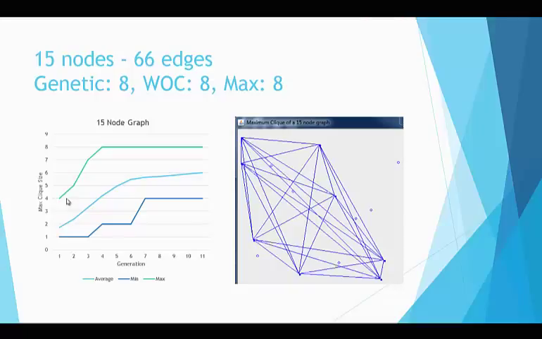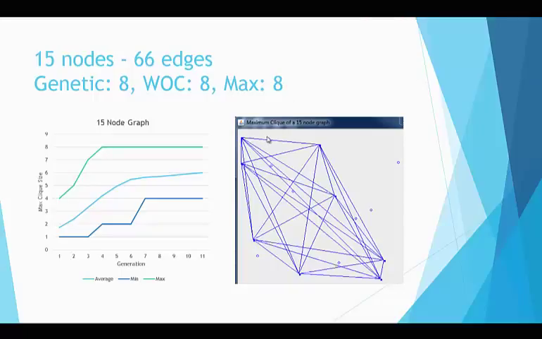As you can see, the genetic algorithm did exactly what it was supposed to do. It was supposed to improve the population over time. The average started off under 2, and then it improved to over 5. And by generation 4, it was able to find the maximum clique size of the graph. So we had good results with the 15-node data set.